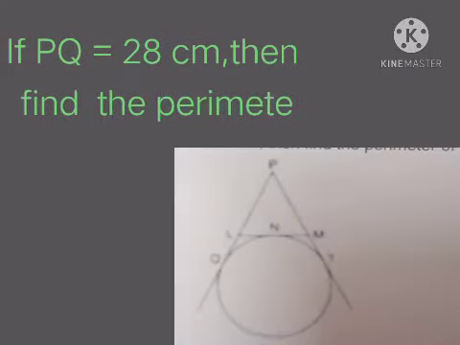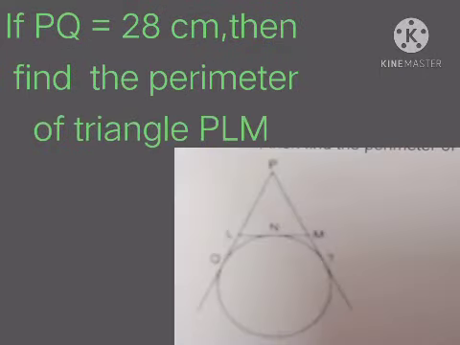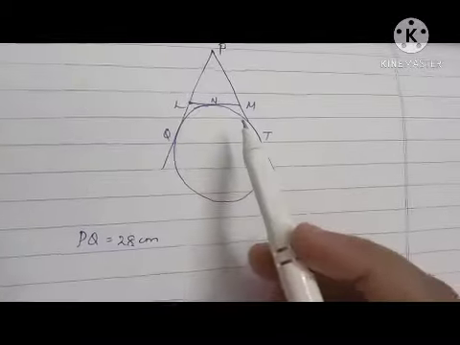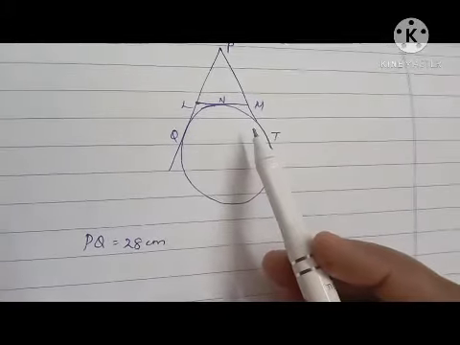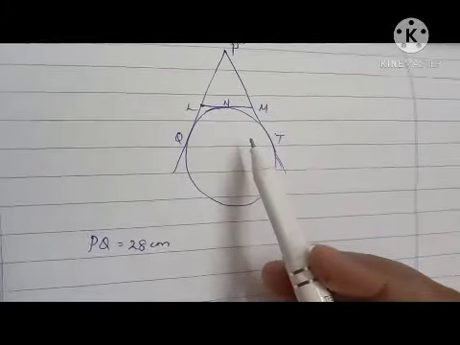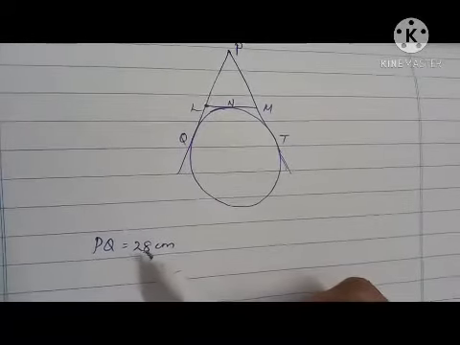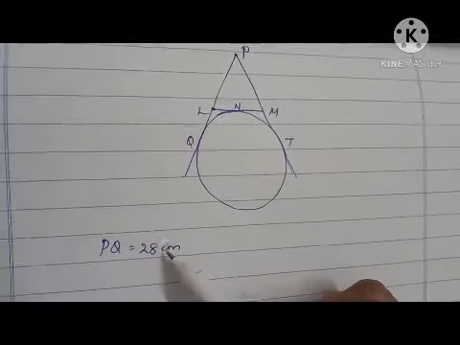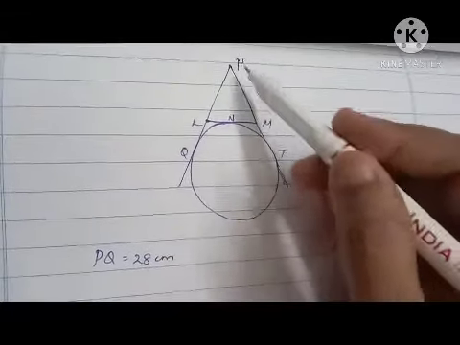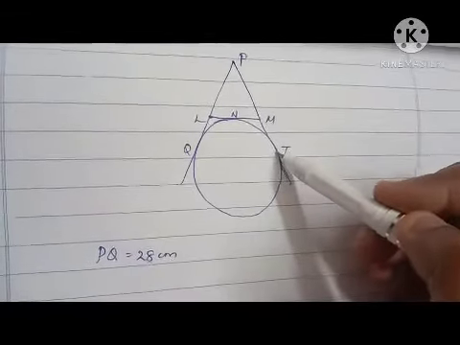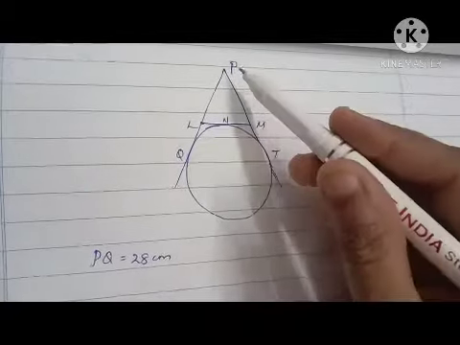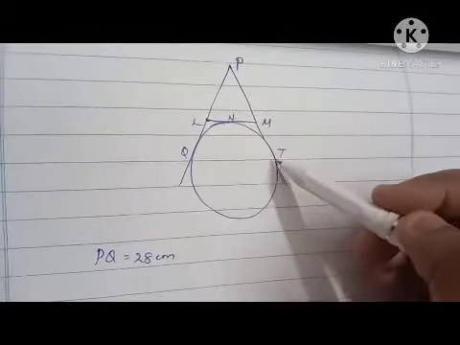Question number 8. If PQ equals 28 centimeters, then find the perimeter of triangle PLM given in the figure. It's only a 1 mark question, so we have to simplify the steps. This is the figure given and PQ is equal to 28 centimeters. So PQ is 28, so PT is also 28. What is the reason? Tangents from a common point to a circle are equal.